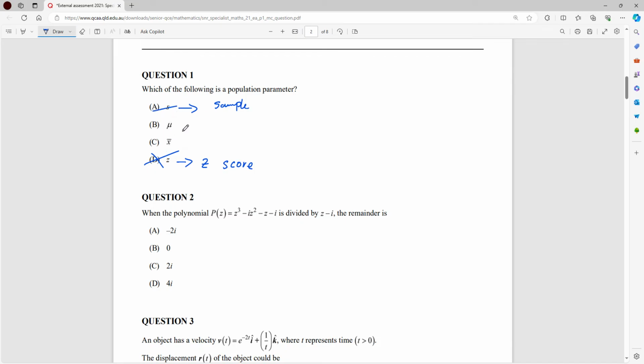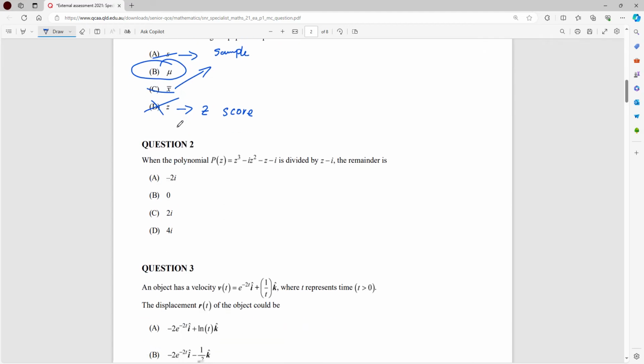Mu represents the average of a population, so that's relevant straight away. And X bar represents the average of a sample, so that's not relevant. So the correct answer by elimination, if you know what these symbols mean, is B. That's about it for question 1. Let's take a look at question 2.